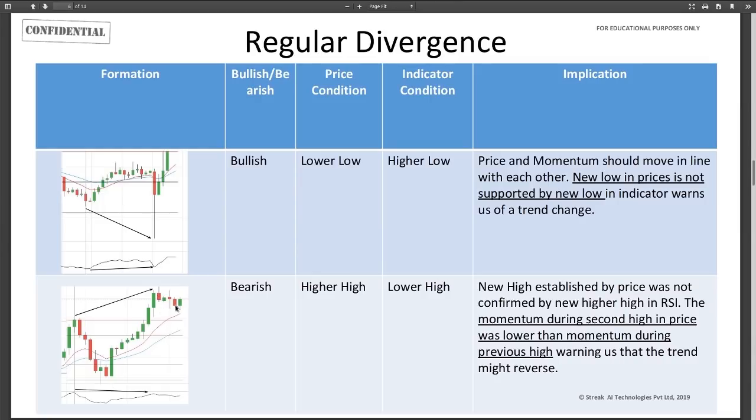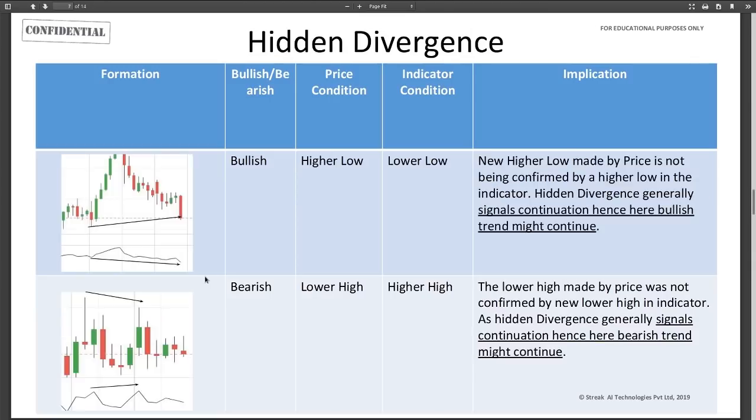So after this a bearish trend starts, the price doesn't go up any further. The implication of a bearish regular divergence is basically whatever the indicator said, right? The indicator said that the trend is not that strong, so the bearish trend will start. So the momentum during the second high in the price is lower than the momentum during the previous high, warning that the trend might reverse. So the trend didn't continue, it slightly reversed. It didn't reverse drastically, but again this is just an example for us to understand how a regular divergence looks.